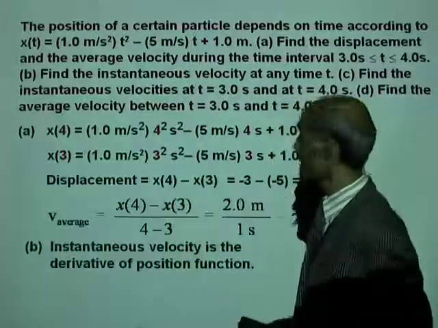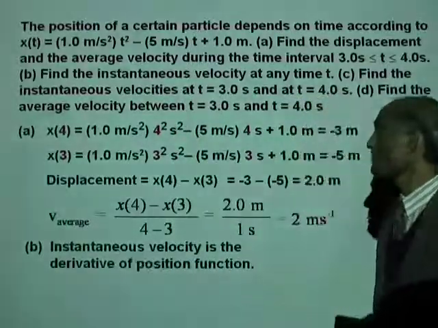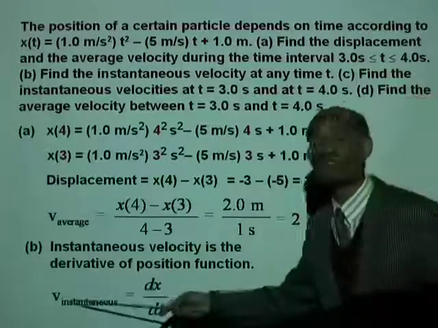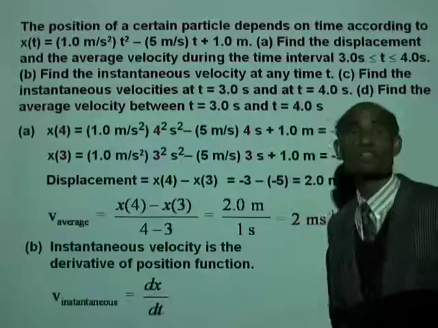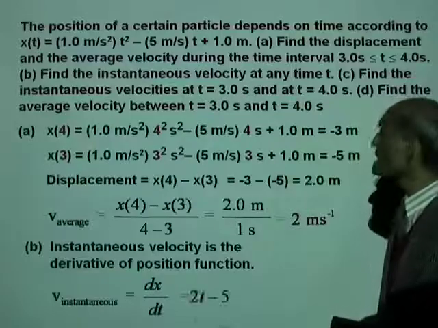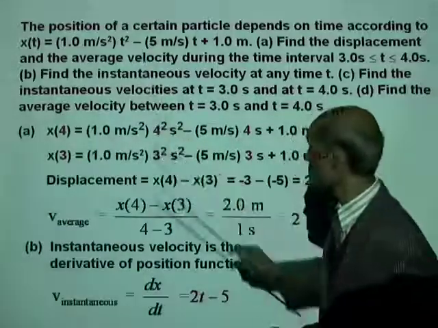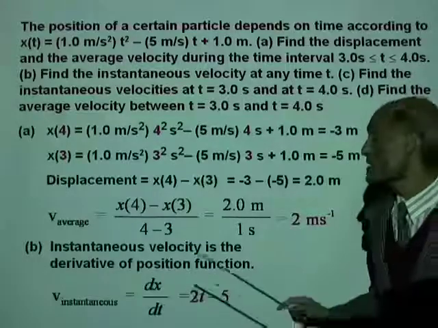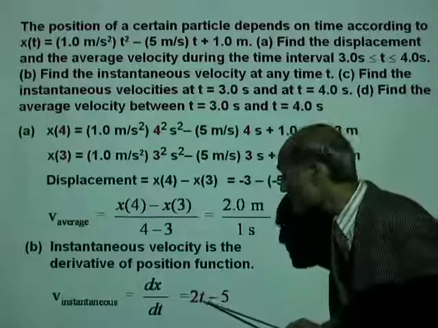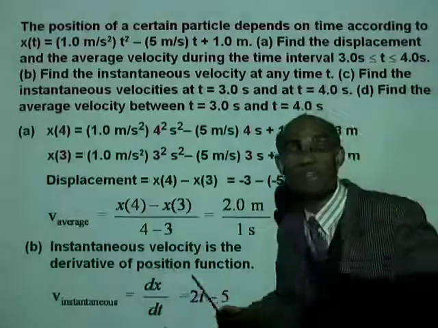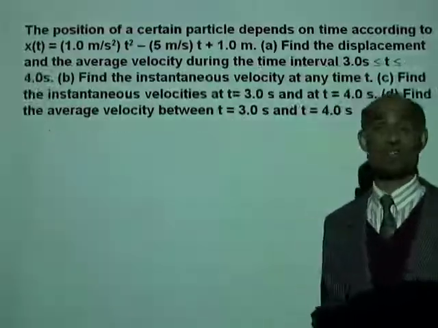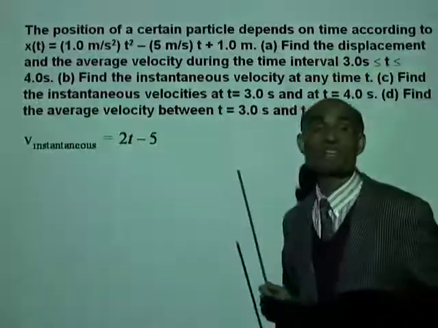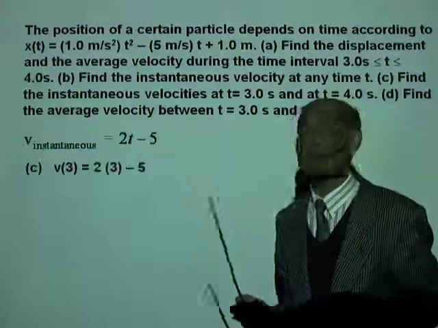Alright, let's do that. The instantaneous velocity is the derivative of the position function. V instantaneous is dx over dt. That will be 2t minus 5. That means at any given instant, you can now find the instantaneous velocity. Now, instantaneous velocity is 2t minus 5.